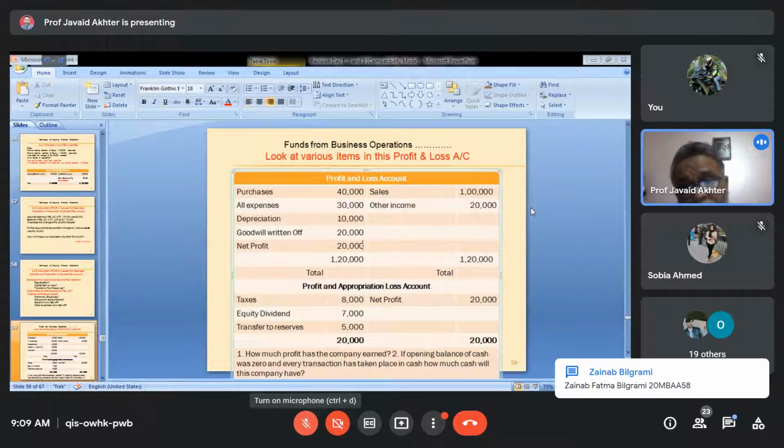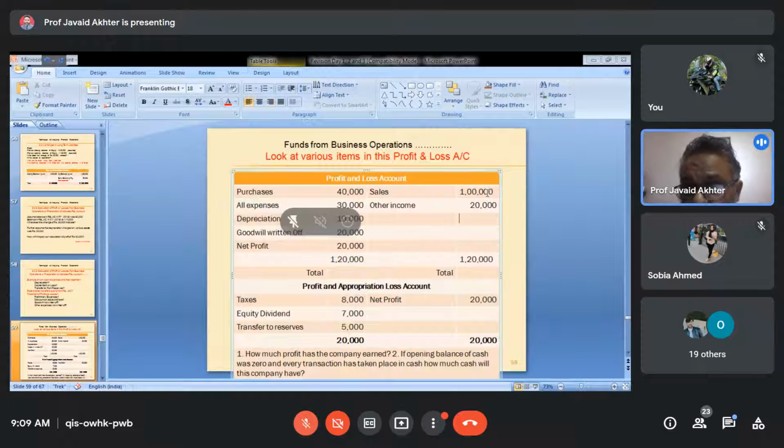Now this is correct. The company is selling for 1 lakh, other income is 20, total is 120. Out of 120, it is paying 40 for purchases. The rest of the expenses such as wages, salary, advertisement, etc. are 30. Depreciation is 10, goodwill written off is 20. So net profit will be 20. Correct? Now assume that all these transactions have taken place in cash.